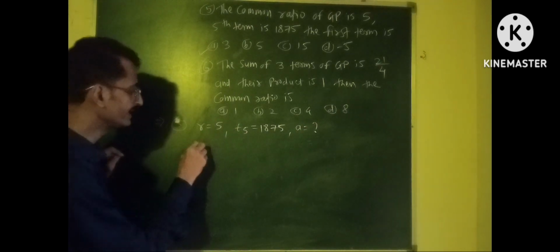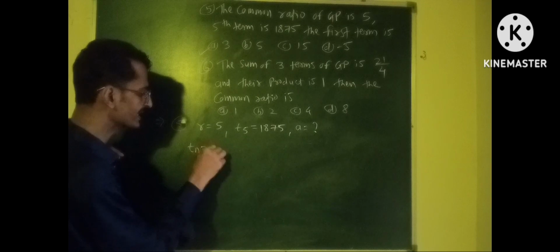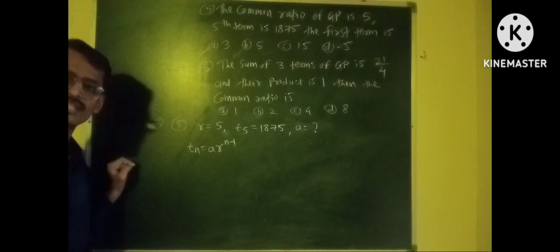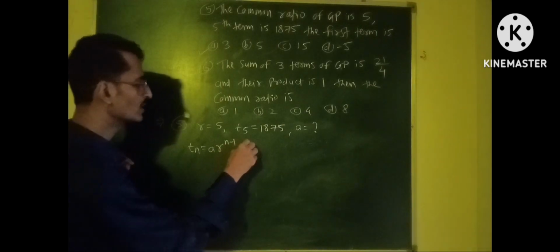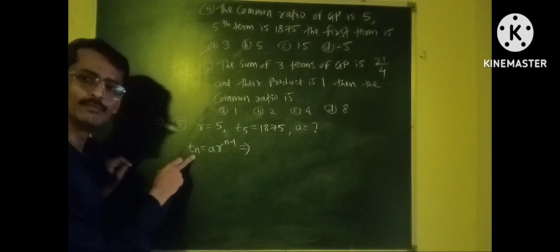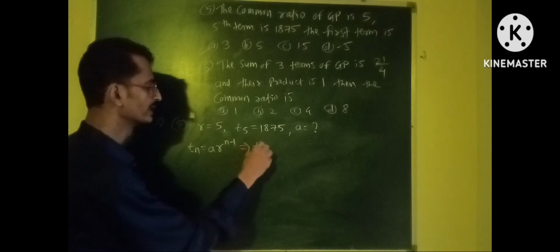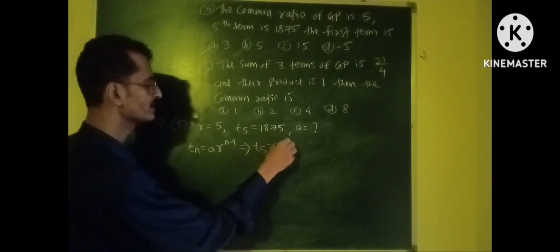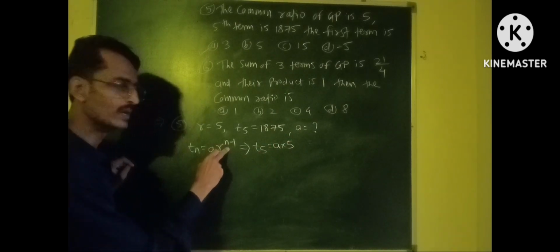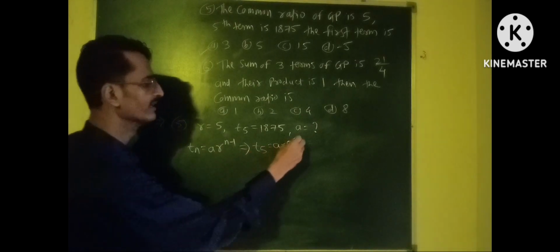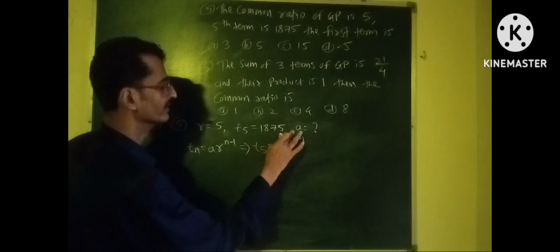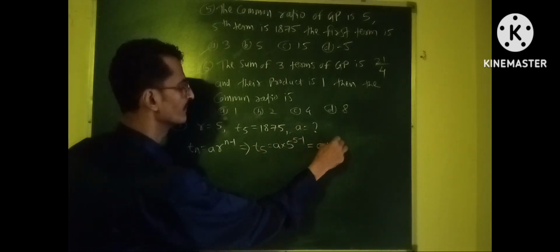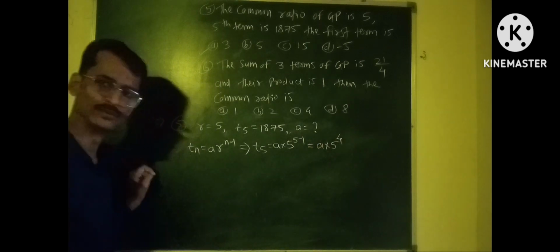So we know that Tn for a GP is a r raised to n minus 1. Okay, this is the formula of the nth term. As here T5 is given, put n equal to 5. So T5 is a into r raised to n minus 1, where r is 5 and n is 5. So this is a into 5 raised to 5 minus 1, that is 4.